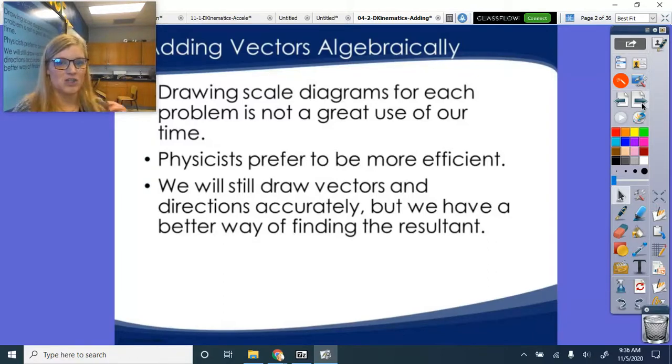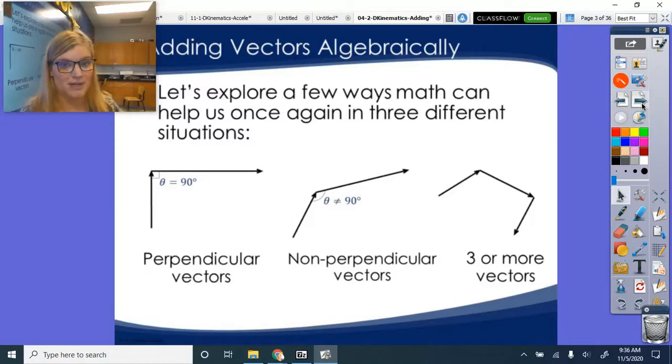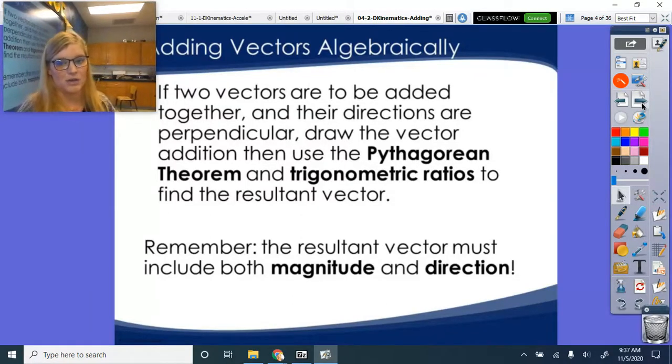So your resultant is just the vector that goes from your very beginning, where the object's motion first started, to where the object's motion ended up. So we have three different things that we're going to be looking at. Our perpendicular vectors, where we form a 90-degree angle, non-perpendicular, where we don't, and then we have three or more vectors that we need to add together. So if we have two vectors that need to be added together, and we have a perpendicular section, then we can draw the vectors and use the Pythagorean theorem or trig ratios.